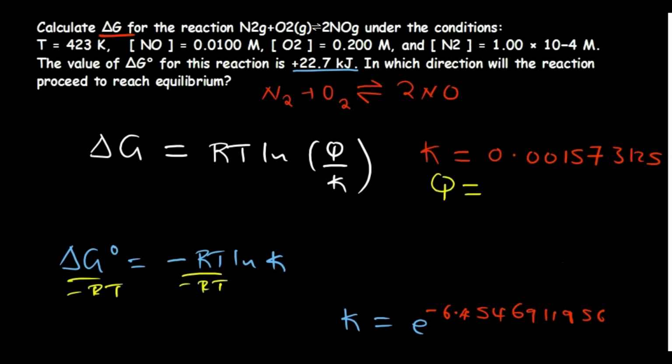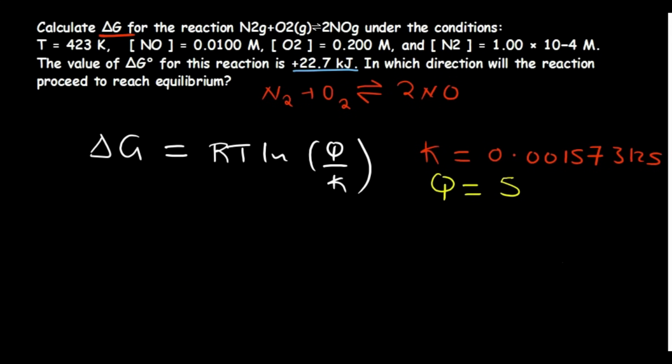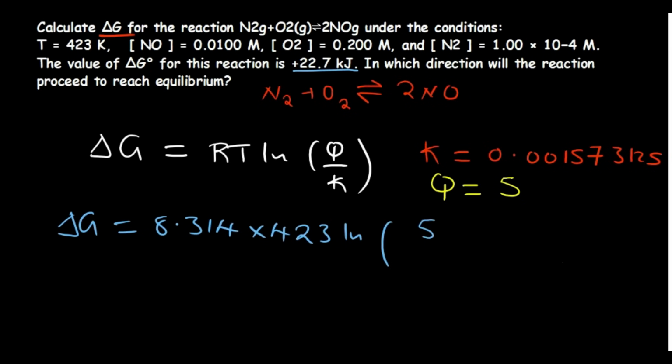I believe at this point the value of Q has already been calculated, and it is equal to 5. We can now go back to our formula and substitute. Our non-standard Gibbs free energy is equal to R, which is 8.314, times the temperature 423, times the natural log of Q, which is 5, divided by K, which is 0.001573. So let's have 5 divided by what we've obtained.